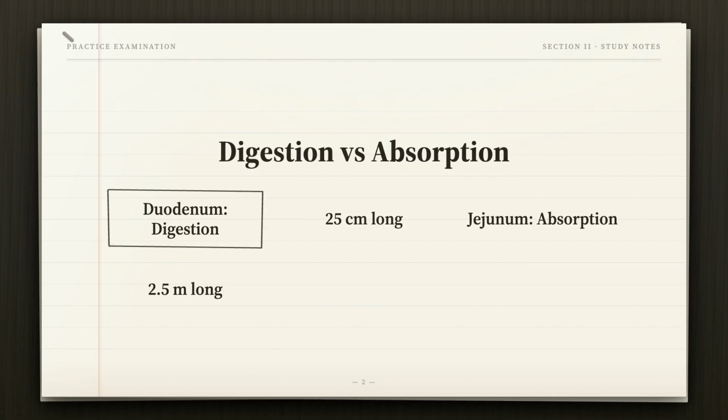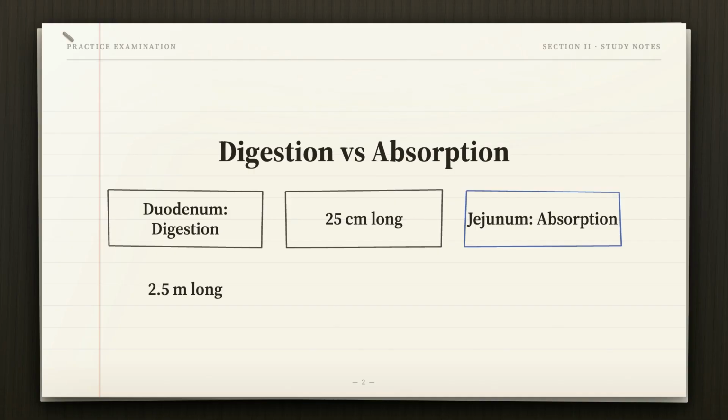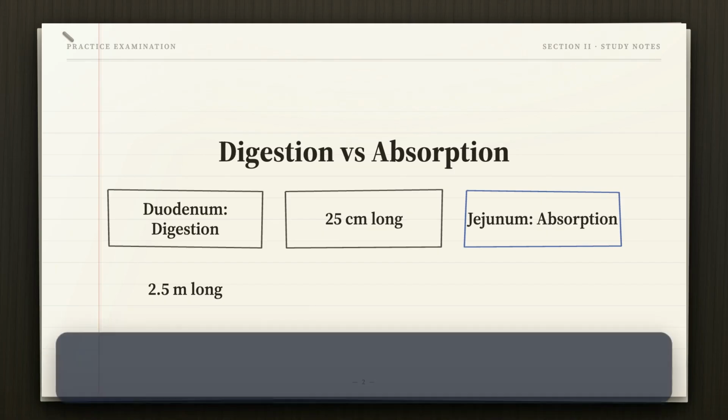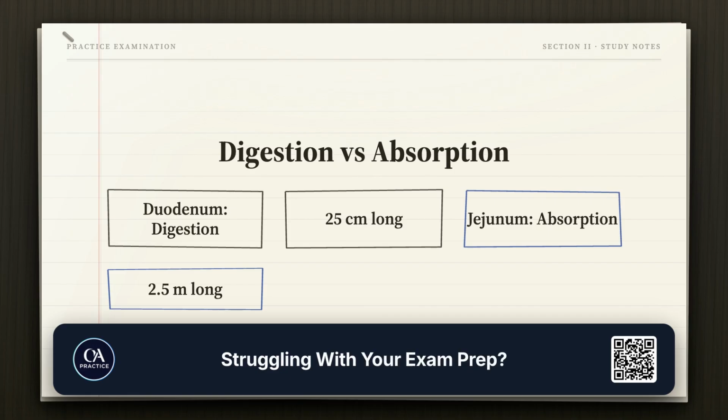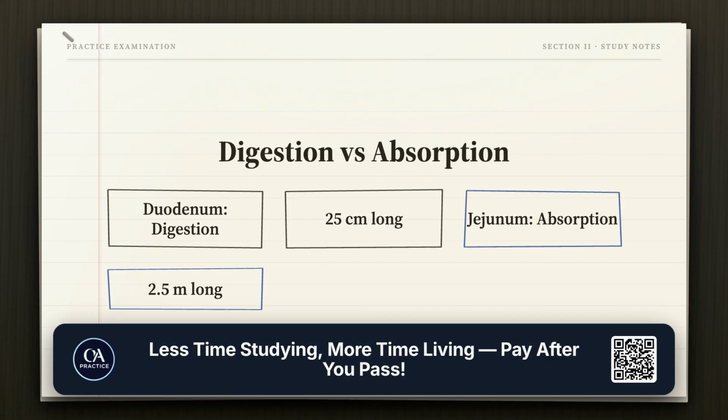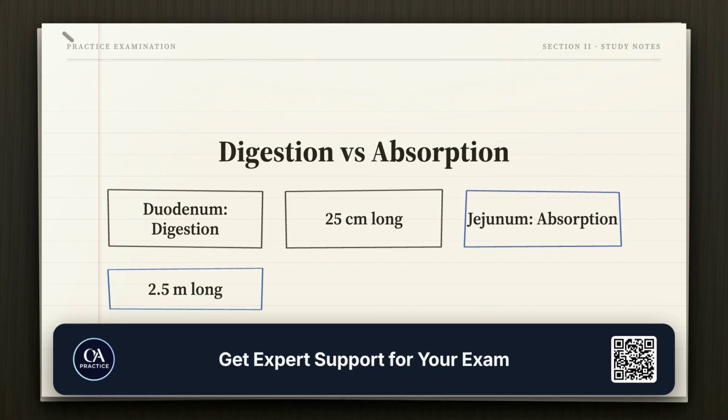The three segments run shortest to longest: duodenum, jejunum, and ileum, at roughly 25 centimeters, 2.5 meters, and 3.5 meters. Digestion peaks in the duodenum, where enzymes arrive, while absorption peaks in the jejunum, where surface area and transport machinery are richest. Treating the small intestine as one tube loses points on exactly that gap.